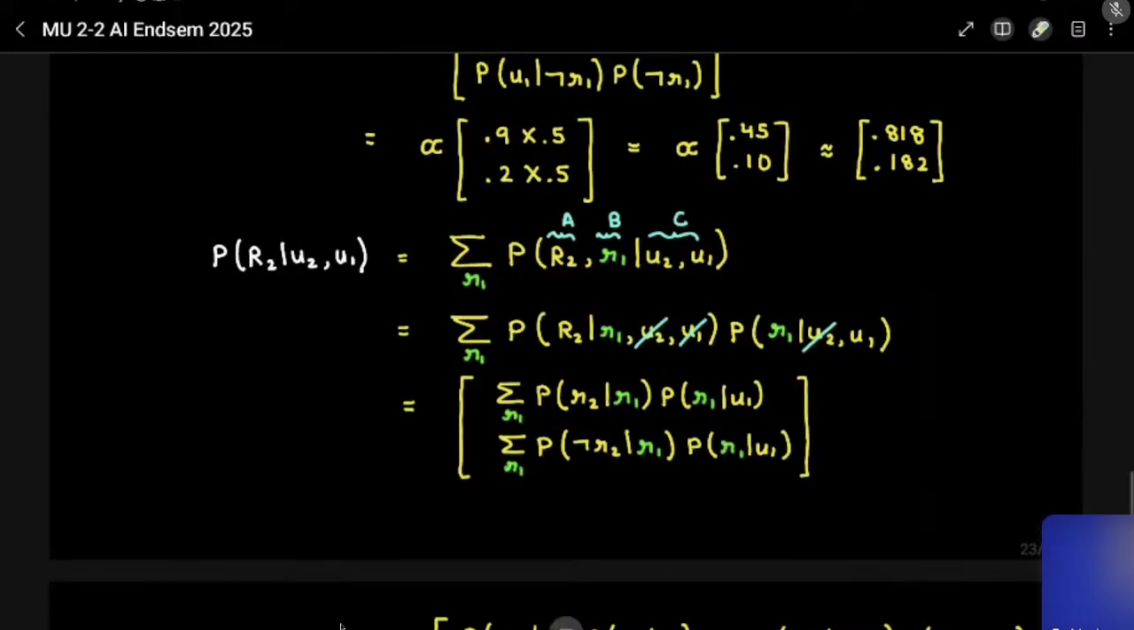Fine, now that they asked us this one, so let's calculate. I have a sequence of observations U2, U1, no? So it would be better if I have R1 as well, so I will introduce R1. See, you cannot introduce R3 here. It would be pointless. I would like to know what happened up until that day, right?